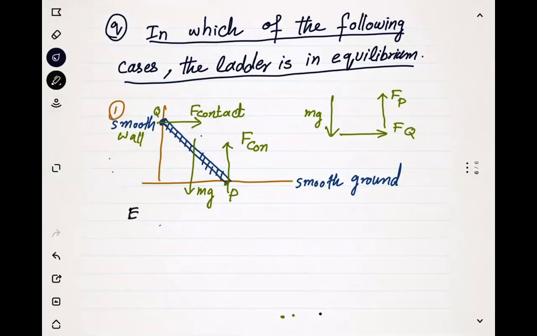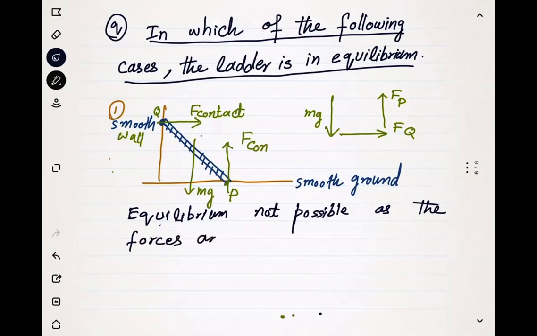Need to write: equilibrium is not possible as the forces are unable to make a closed triangle.